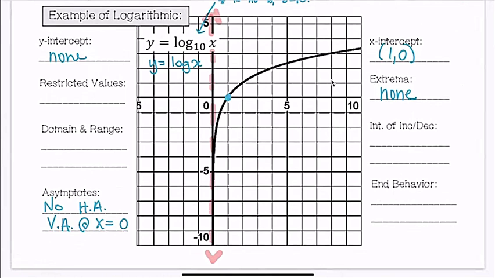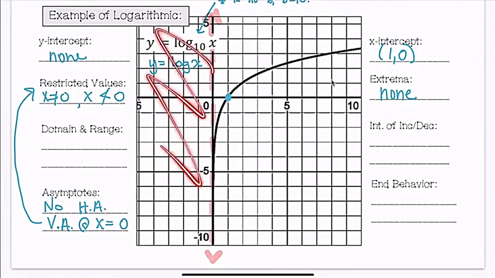This is going to change our restricted value situation. So the restricted values are going to be wherever the graph doesn't exist. For logarithmic functions, because they have a vertical asymptote, they are going to have a restricted value at that vertical asymptote. So for this case, our x cannot equal 0. It also can't equal anything where it doesn't exist, which is on that left side of 0. So we would also say that x cannot be less than 0. It's going to be whatever half of the graph doesn't exist.